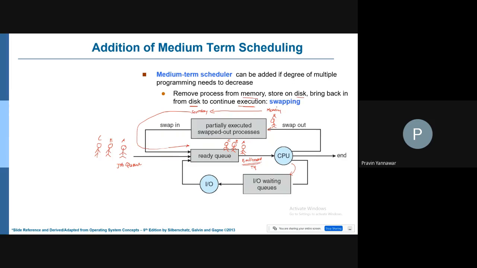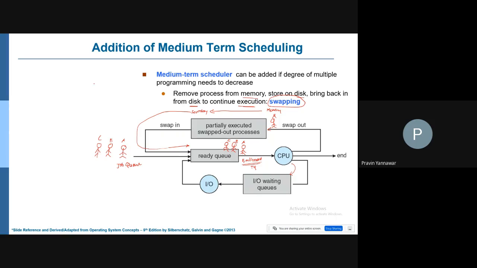And this particular process is called swapping. So it removes the process from memory, stores it onto a disk, and brings the process back from the disk for execution. The process is shifted from CPU to memory, memory to secondary storage, and back to the ready queue. So this is how the process progresses in the case of the medium-term scheduler.